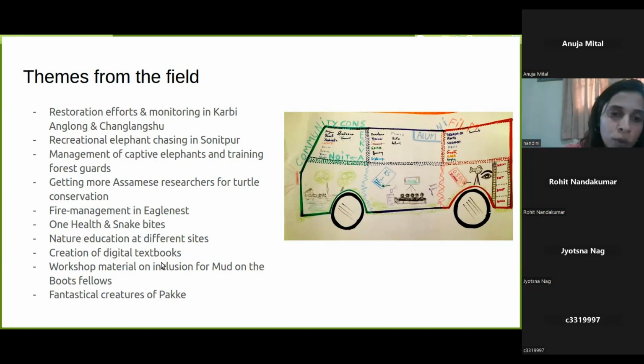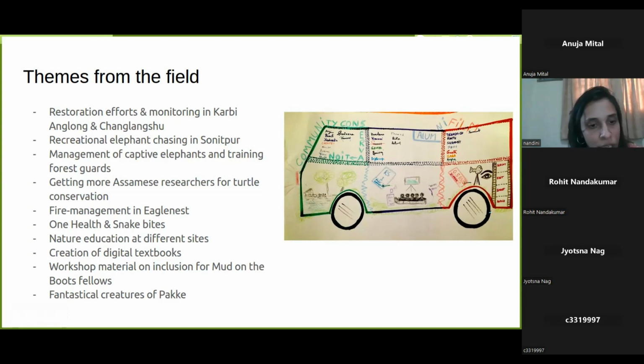Several doctors from around Pakke felt the need to engage with the forest department and other practitioners to think about what you should actually do if there were snake bites. Again, this came from the field, from certain people like Rimung and others: how do we think about nature education at different sites? There was also a small group, and I'm going to talk about that later, that felt it's important to develop workshop material on diversity, equity, and inclusion for Mud on the Boots fellows for the Sanctuary Asia program.